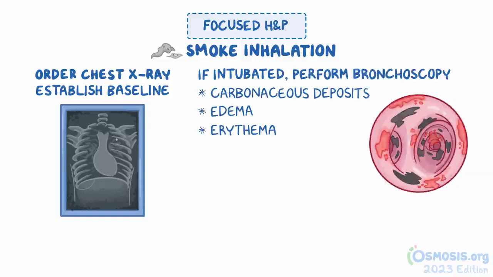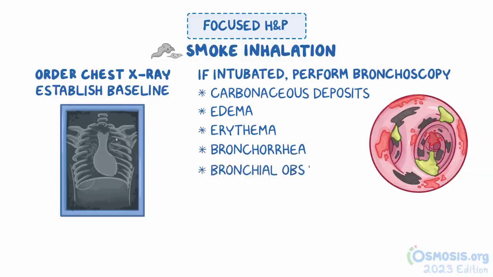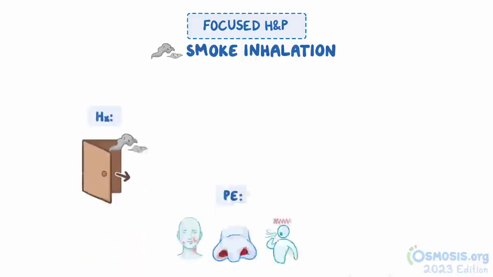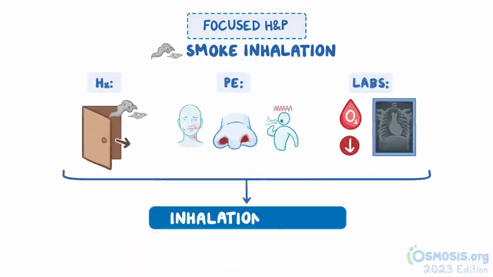the airway. Other findings include bronchorrhea, or copious sputum, and bronchial obstruction. Mucosal sloughing typically appears later as bronchial inflammation worsens due to chemical byproducts in the inhaled smoke. Based on all these findings, you can diagnose inhalation injury.